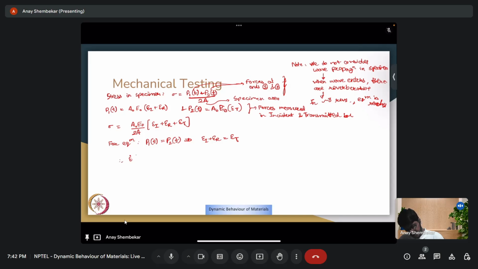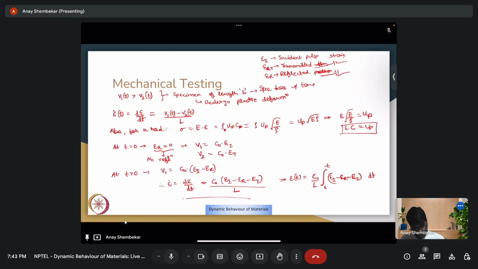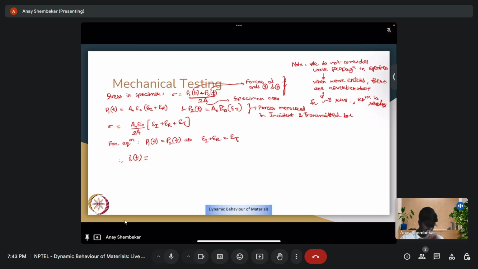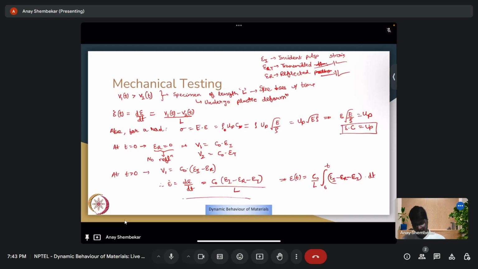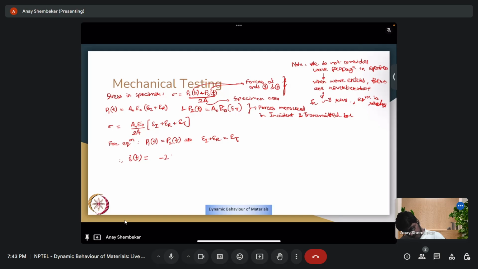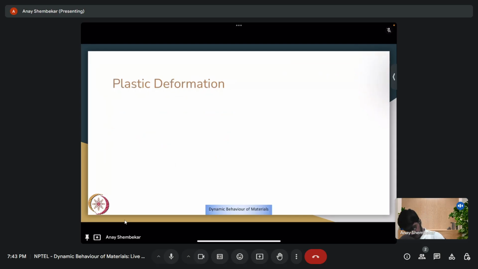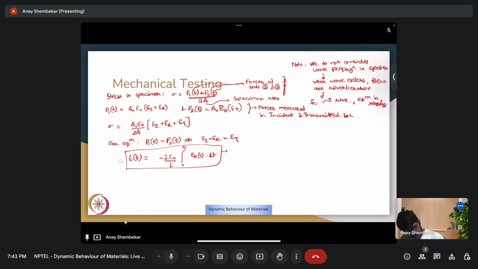epsilon dot T is equal to, going back to this equation, epsilon T is nothing but epsilon I plus epsilon R. We end up with minus 2 C naught by L integral 0 to t epsilon R of t dt. This is how the strain rate of the sample looks like. So this is for the strain rate of the specimen.